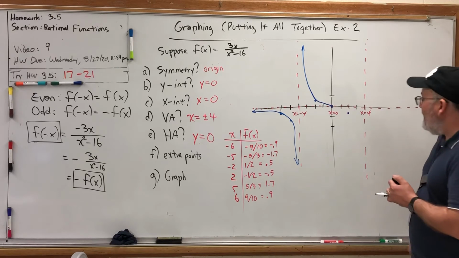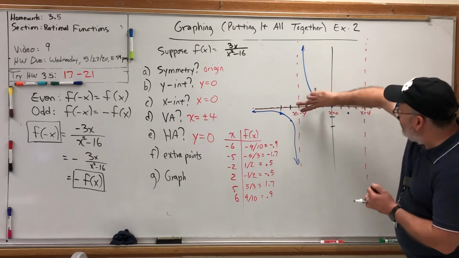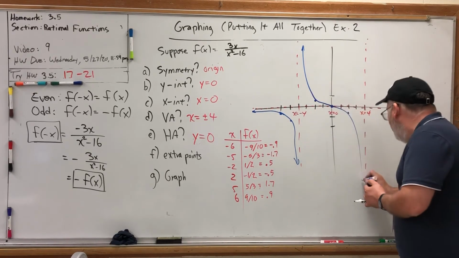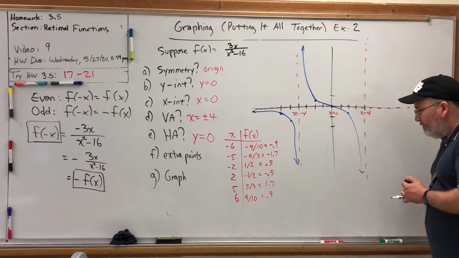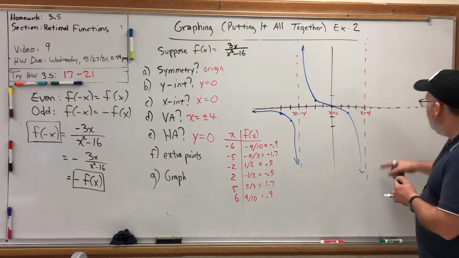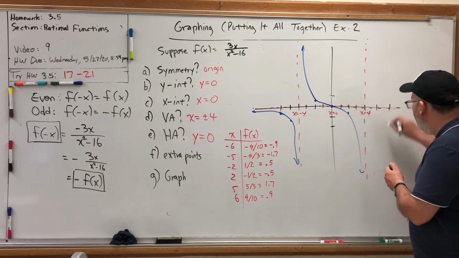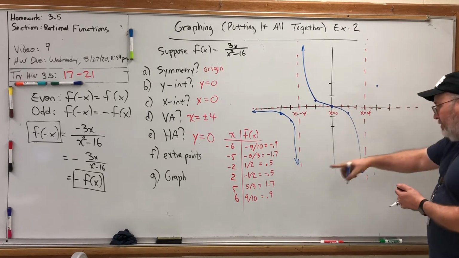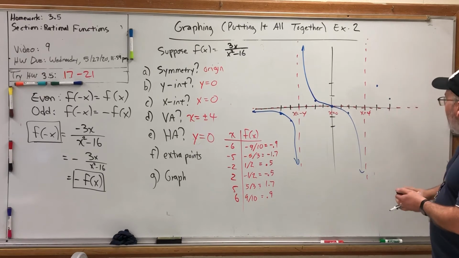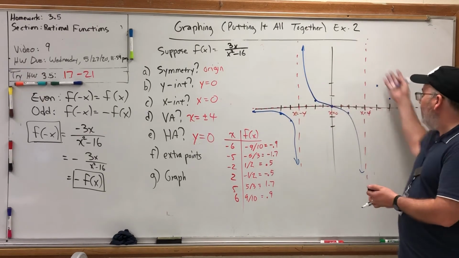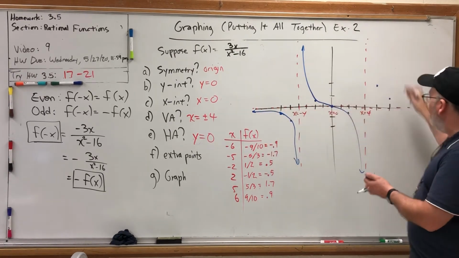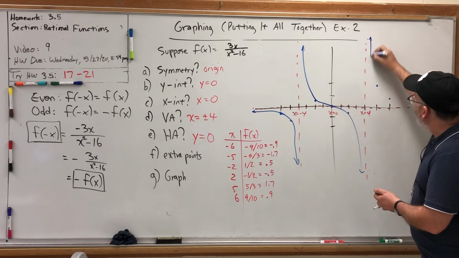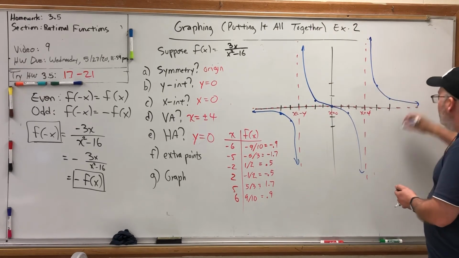Same thing over here, and now I can capitalize on the origin symmetry. I just rotate this, get the bottom half, and speaking of origin symmetry, these 2 points, 5, 1.7 about here, 6, 0.9 about there. Those are just the rotational images of those points. I can rotate this whole branch over here. I knew that was going to happen because it was an odd function, and we're done.